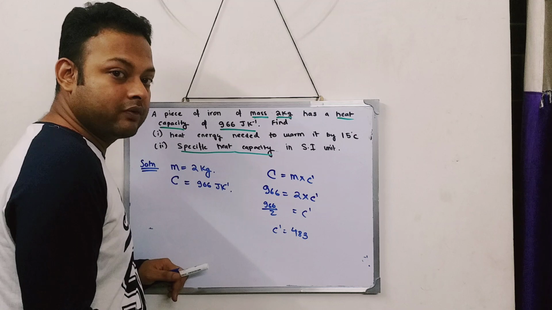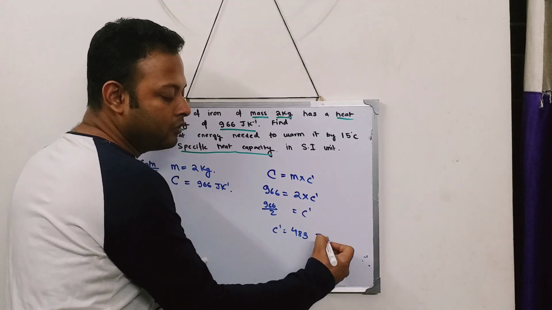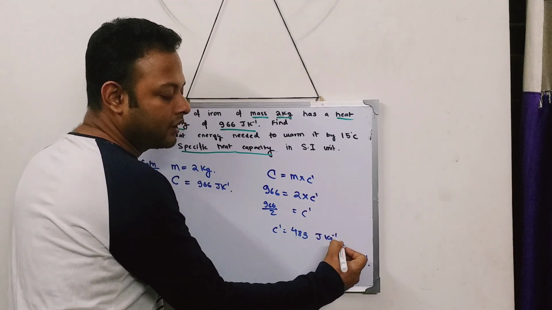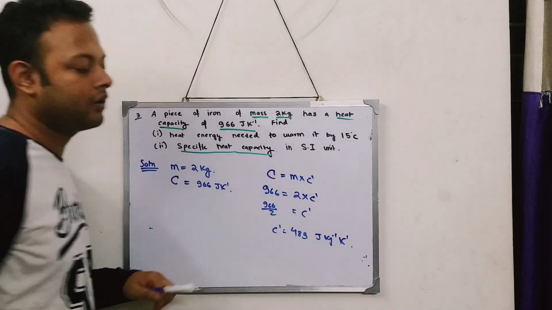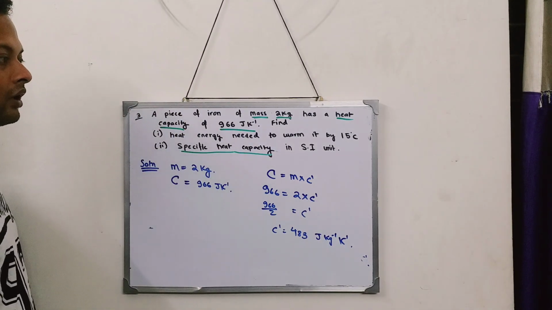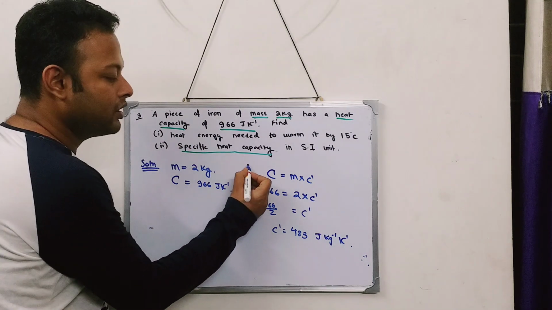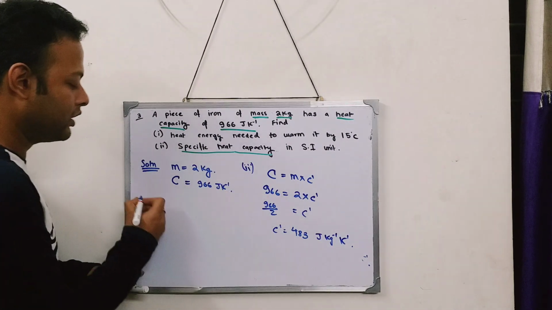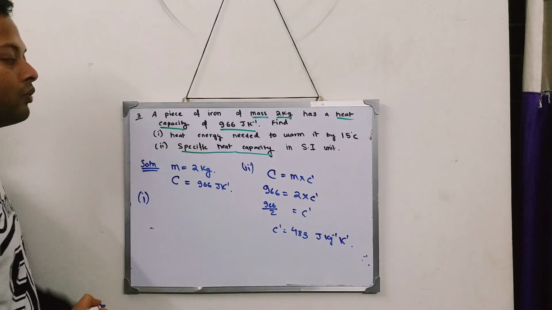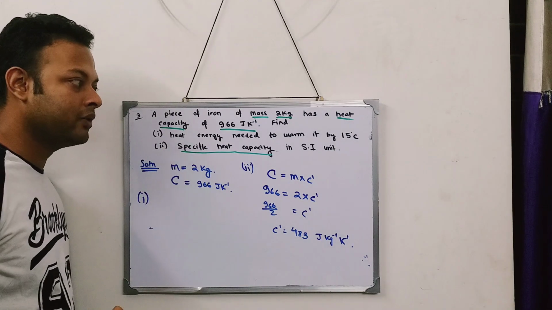Now what will the unit of this c dash, that is specific capacity, be? The unit becomes joule per kg per Kelvin. Now I come back to my first question. This is the first part, this is the second part, and now I come back to the first part. What is the heat energy required to warm it by 15 degree?